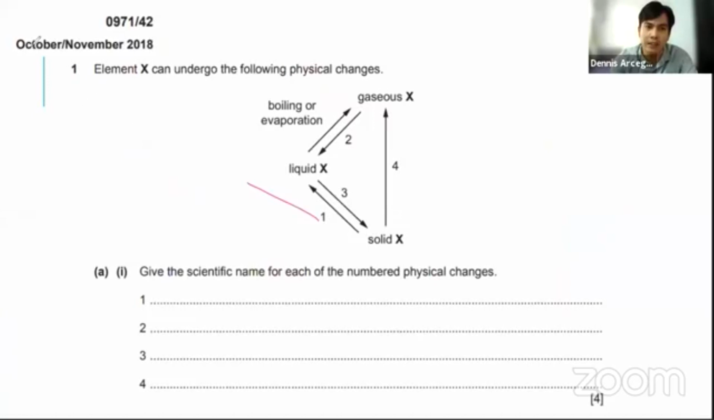For one, that is just solid to liquid, so that will be melting. Correct. And then for number two, you have the gas to liquid, so that will be condensation or condensing. Then for number three, liquid to solid, so you have freezing, and then you have number four, which is solid to gas, so that will be sublimation.